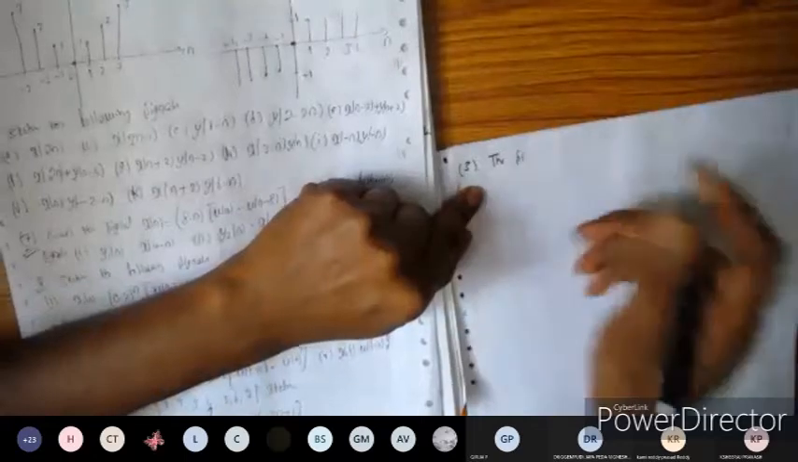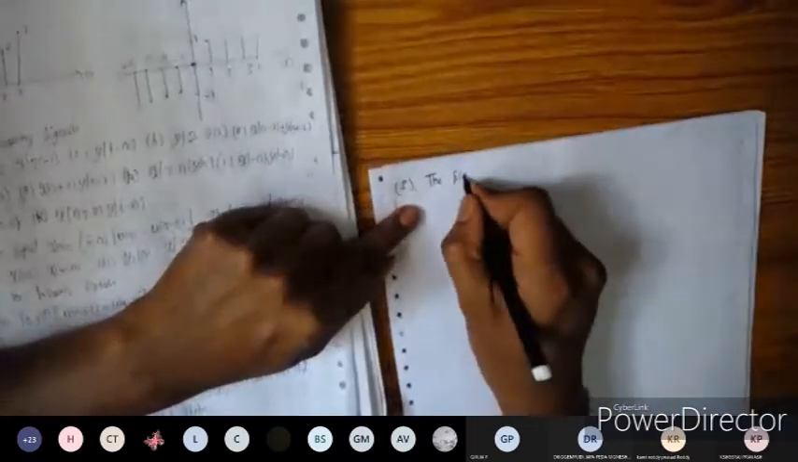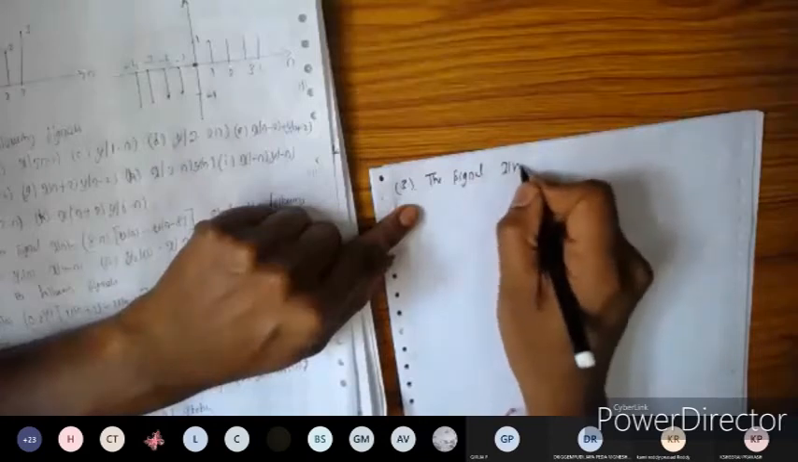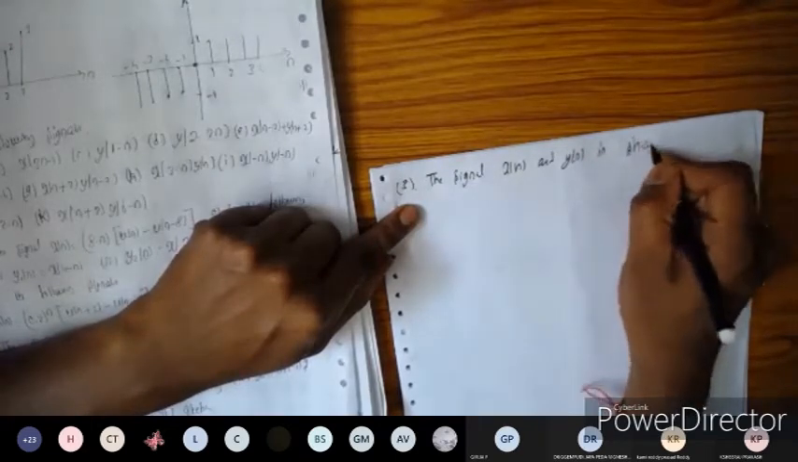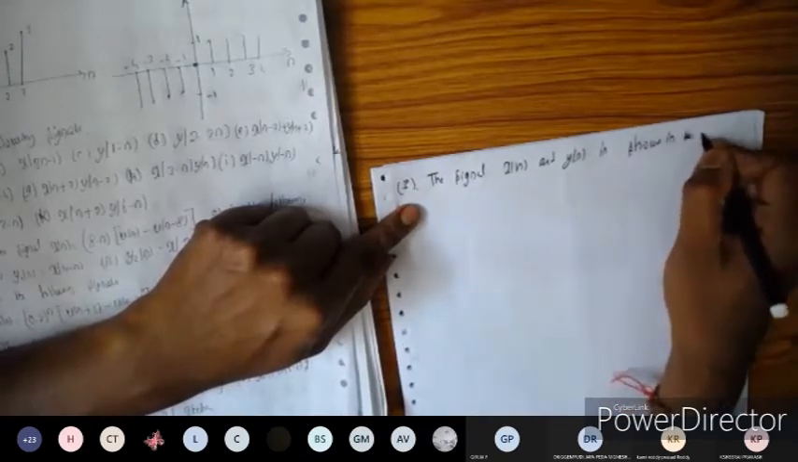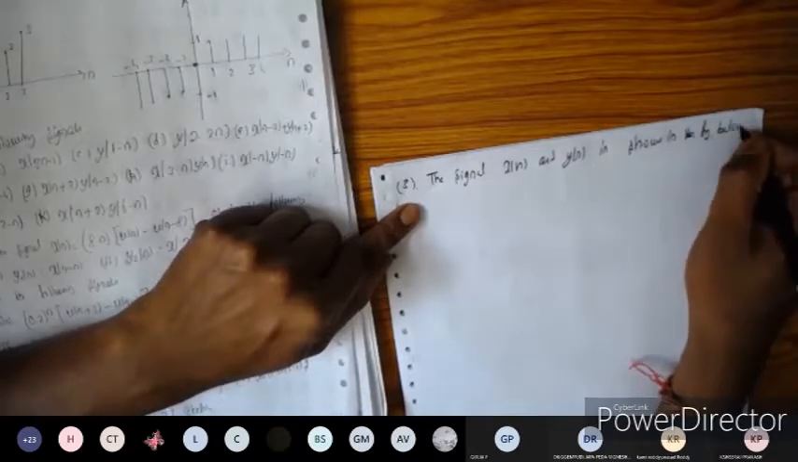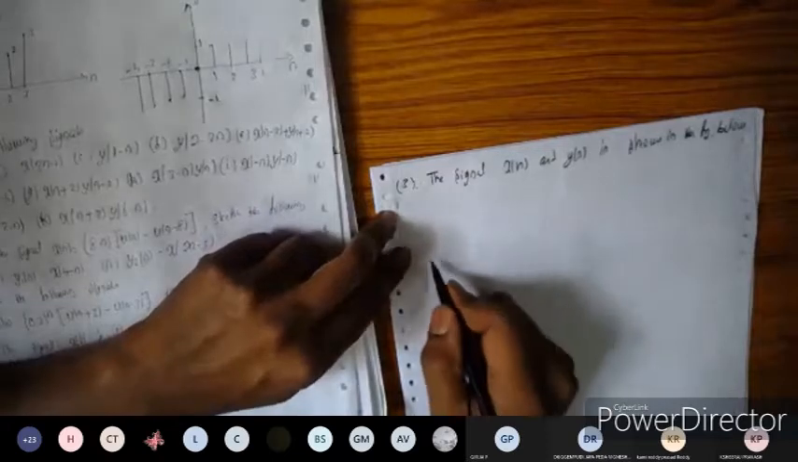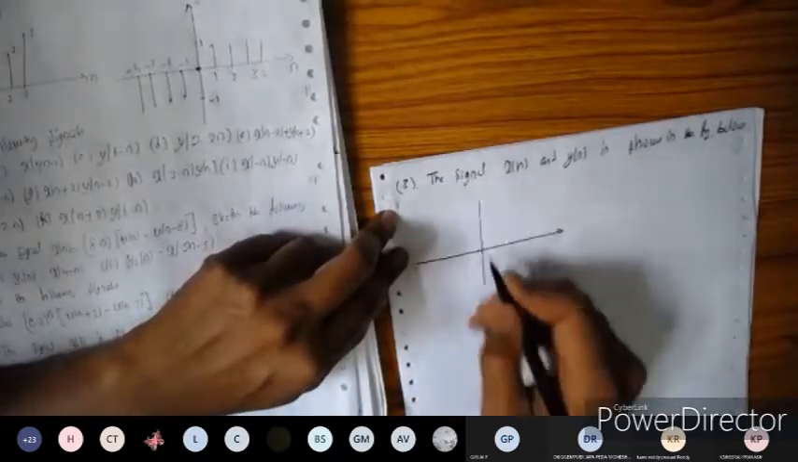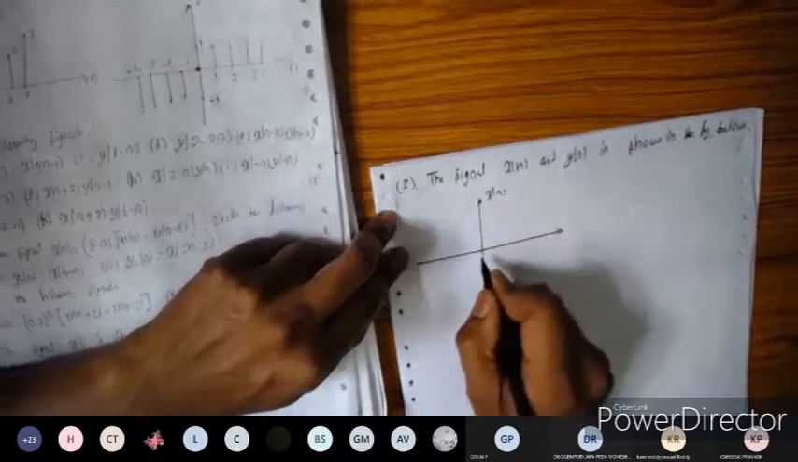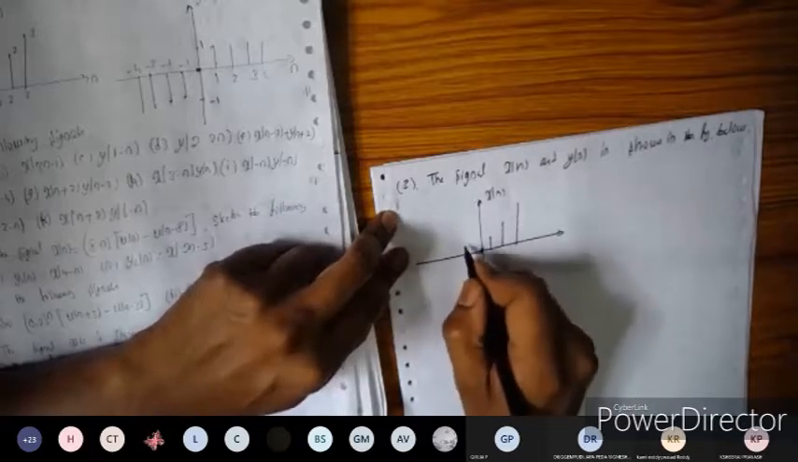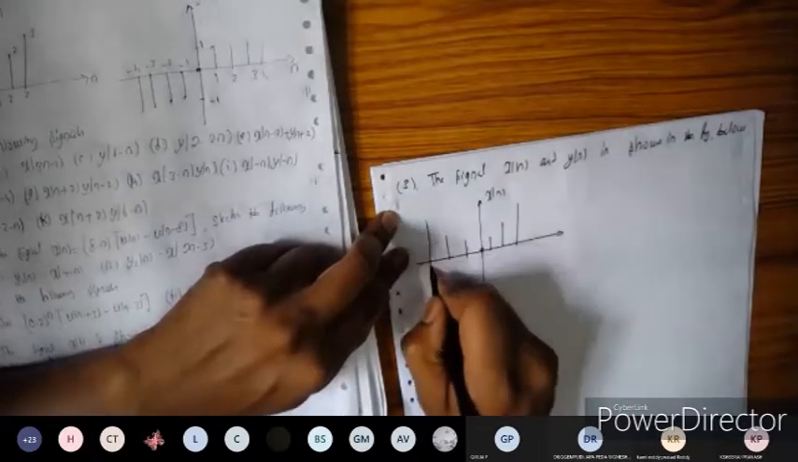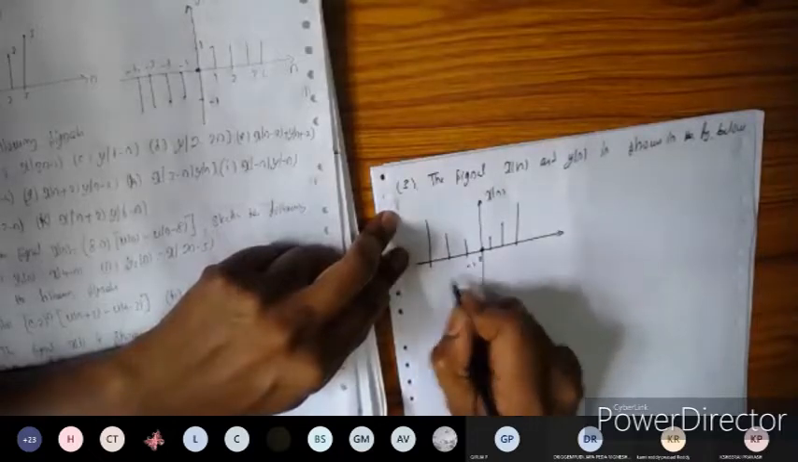The signal x of n and y of n is shown in the figure below. So take the signal x of n here. Addition of discrete time signals or multiplication is easy when compared to the continuous time signal.